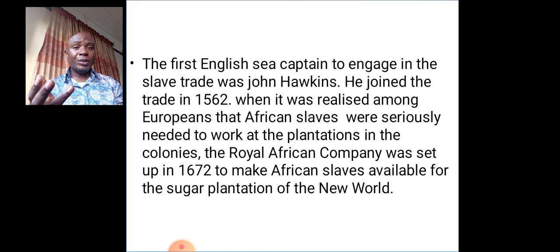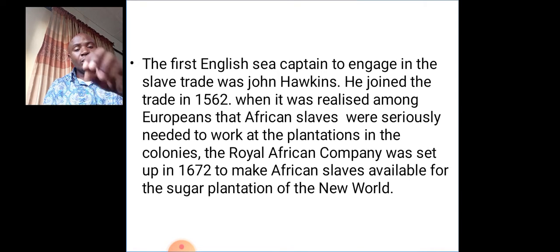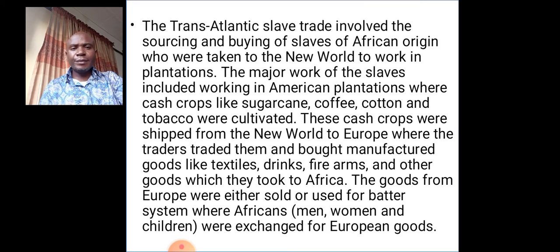One, the Africans were hardworking, they were strong, they were resistant to some tropical diseases. Therefore, it was far cheaper for them to take the Africans to enslave them to work for them in those plantations than the people who originally lived in those areas. So the transatlantic slave trade involved the sourcing and buying of slaves of African origin who were taken to the New World to work in plantations.